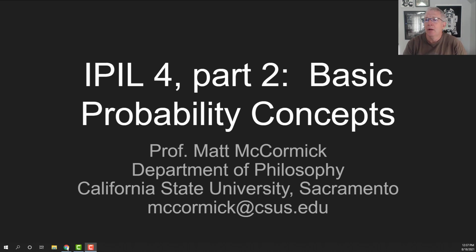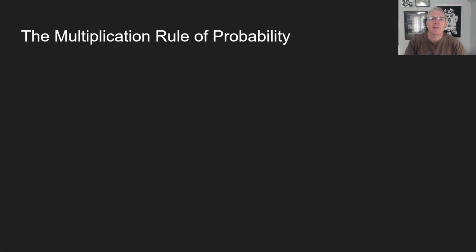This is a lecture in my Inductive Logic Phil 61 course on Ian Hacking's Introduction to Probability and Inductive Logic book. We're in Chapter 4. This is the second lecture on Chapter 4, and I'm introducing basic probability concepts. And we've talked about the addition rules of probability, and for this lecture, we're going to talk about the multiplication rule of probability. There's a couple of these we've got to learn about how to understand compounded probability.